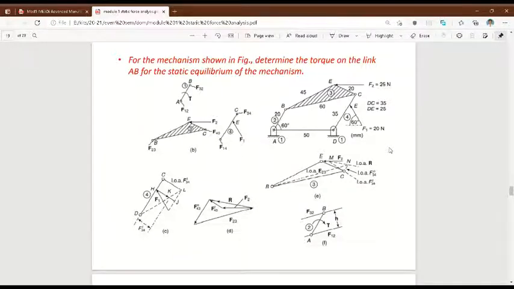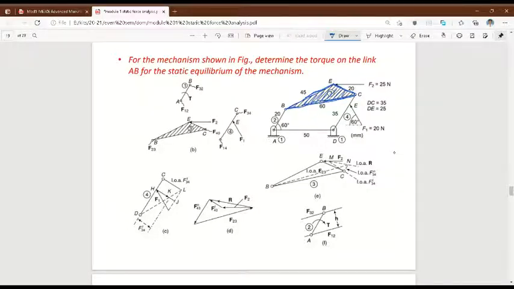Here they are given a four-bar chain mechanism. But in the previous case, we had only one binary link as a connecting rod. Here we have a ternary link like this.